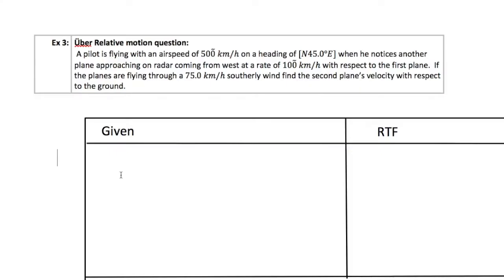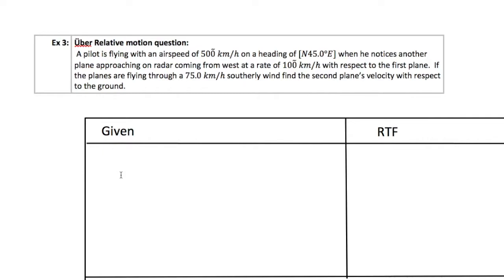Example number 3, which I like to affectionately refer to as the Uber relative motion question. At first glimpse, this question appears to be very, very complex. But if we follow the technique that has been outlined in terms of creating the vector equation and using the notation that has been shown in the previous examples, you'll see that this question actually isn't as bad as it appears initially. Let's start off.